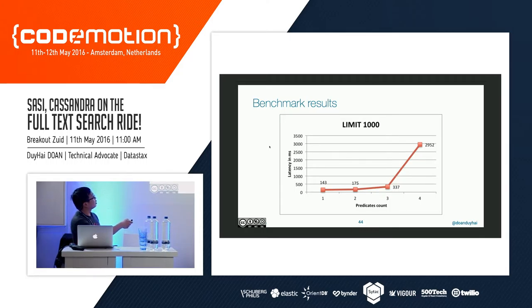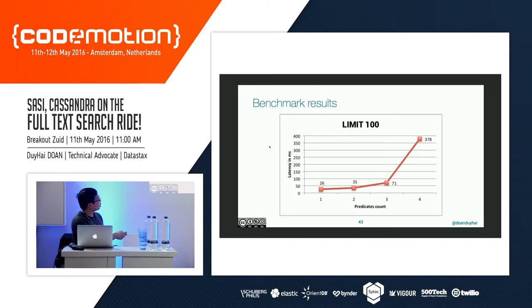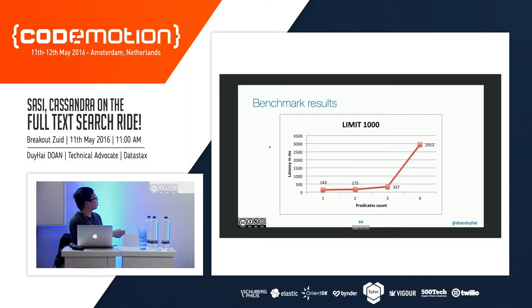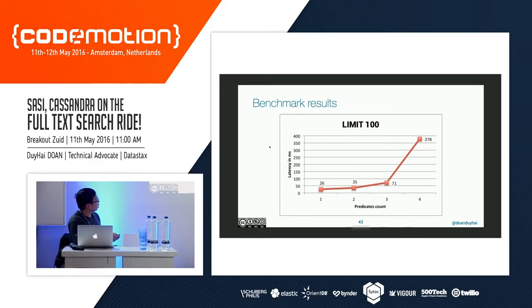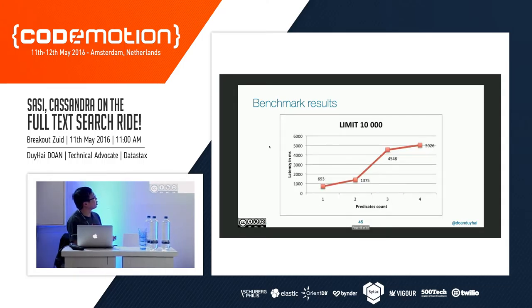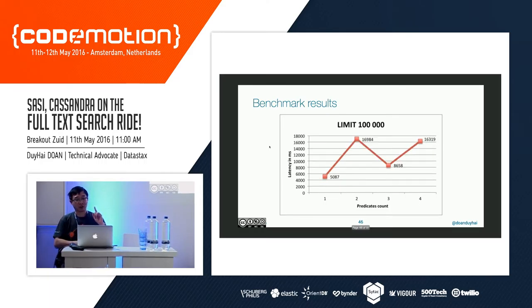I increase the limit to 1,000. Of course, it takes more than 26 milliseconds with one predicate, which is quite logical. But still, we can see that the response time increases with the number of predicates. The same result for 10,000. But after a threshold like 100,000 limit, you have this kind of result.